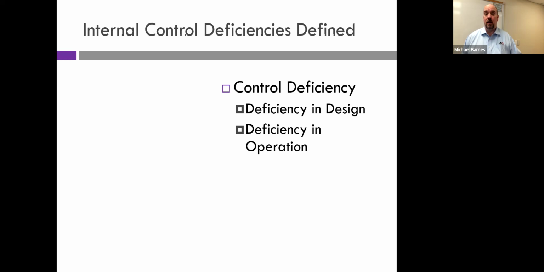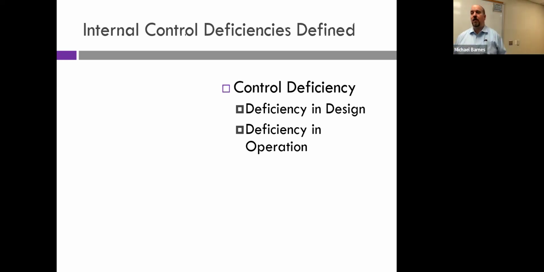Basically, the controls are in place, they're designed properly, but people are ignoring them. And that's kind of the example of when they collude on segregation of duties, or basically Michael Koss said, hey, Sue, can you take over my responsibilities for me? That was kind of the example of the deficiency in operation.